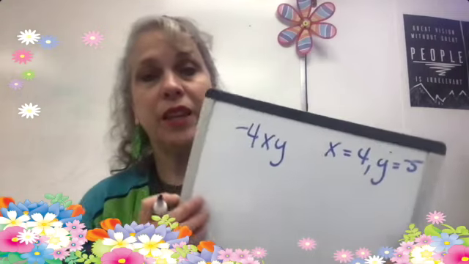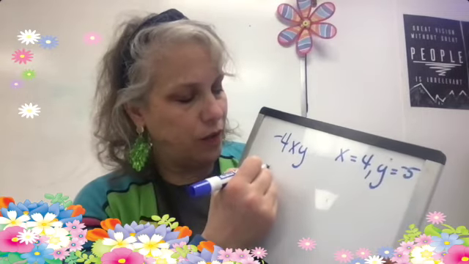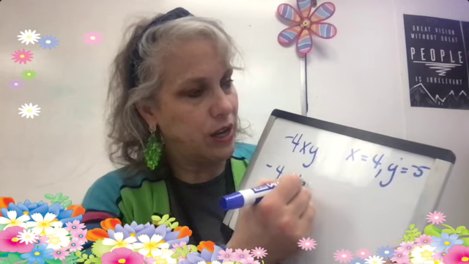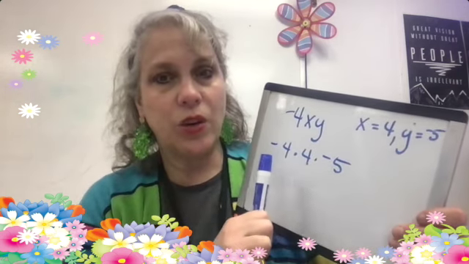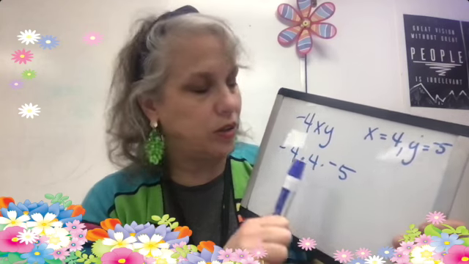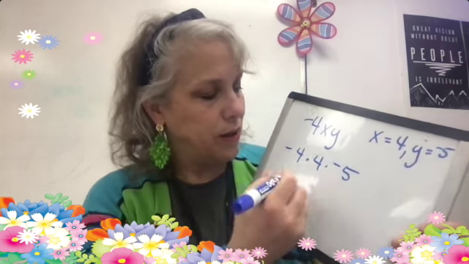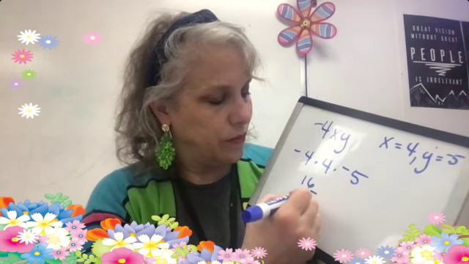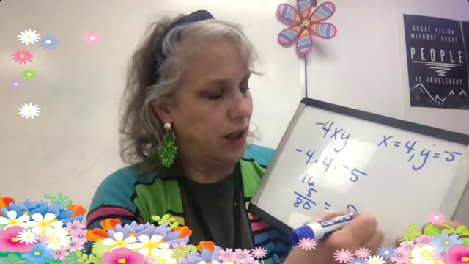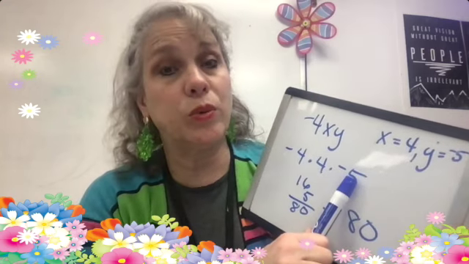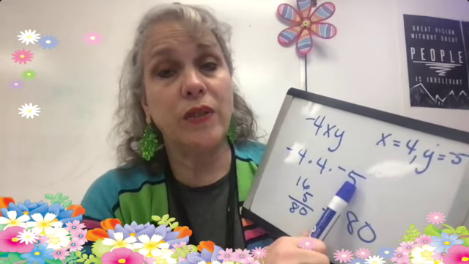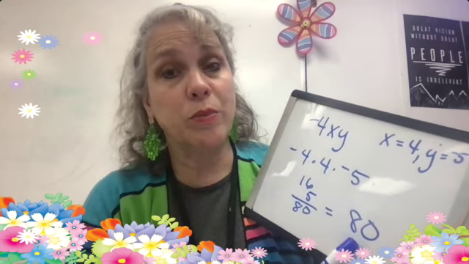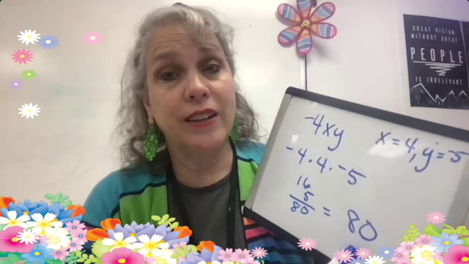Okay, so what if I had -4xy, x equals 4, y equals -5. Same thing. I'm going to say -4 times 4 times -5. So I have two negatives, so my answer is going to be positive. 4 times 4 is 16 times 5 equals 80. And the answer is going to be positive because the rule for integers is two negatives make a positive when you're multiplying. Okay, so that's it.